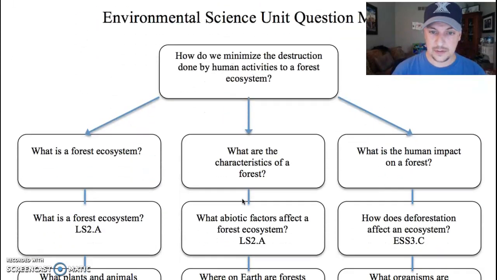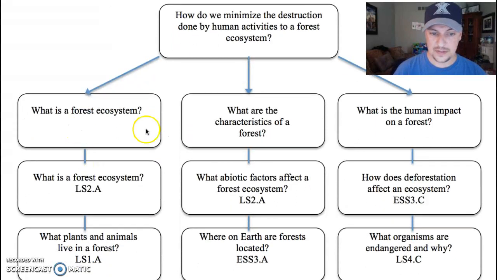This next section are the essential questions that were asked in order for the students to complete this unit. The big question, or the big problematic question here, is how do we minimize the destruction done by human activities to a forest ecosystem? And then they're going to ask questions that help them to answer the big question, such as, what is a forest ecosystem?